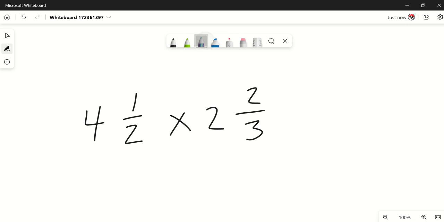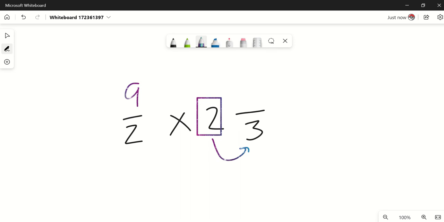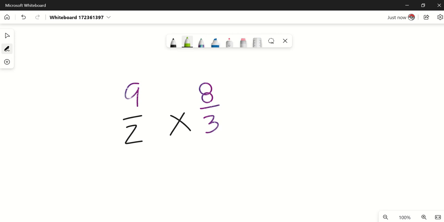We need to convert these mixed numbers into improper fractions. 4 times 2 will be 8, plus the 1 will make it 9, so this will be 9 over 2. And then on this side, 2 times 3 will be 6. Add it to the 2, that will make it 8 over 3. And as always, we can cross simplify. I'm going to write this one closer. 8 over 3. And I'm going to cross simplify.